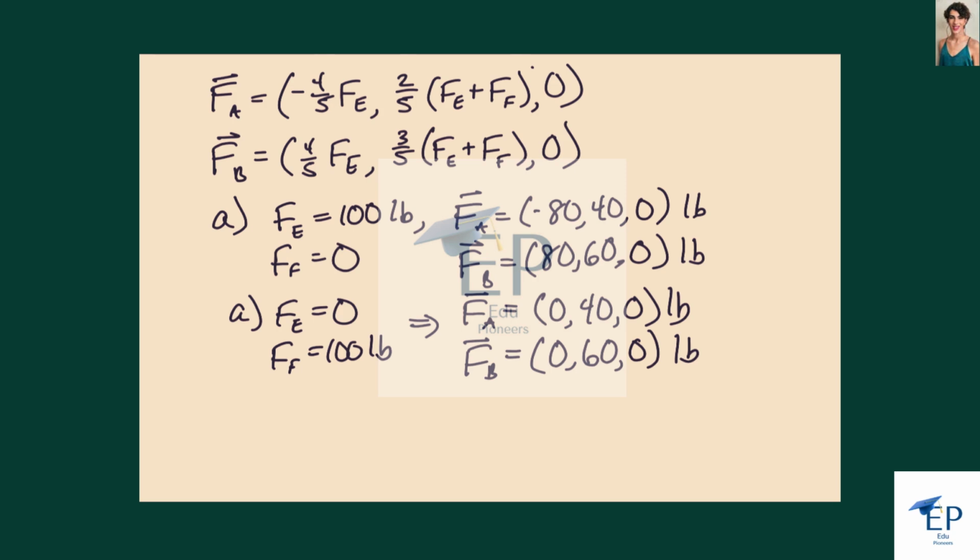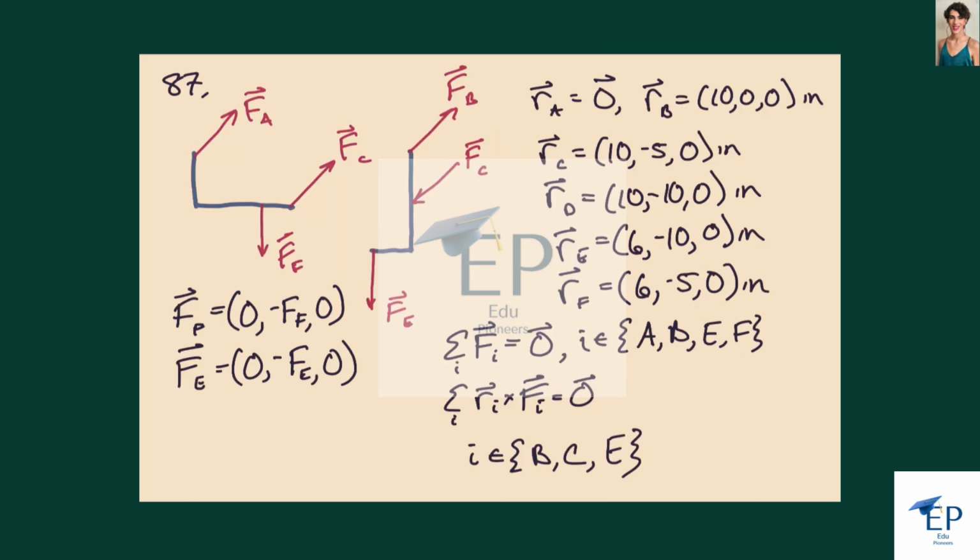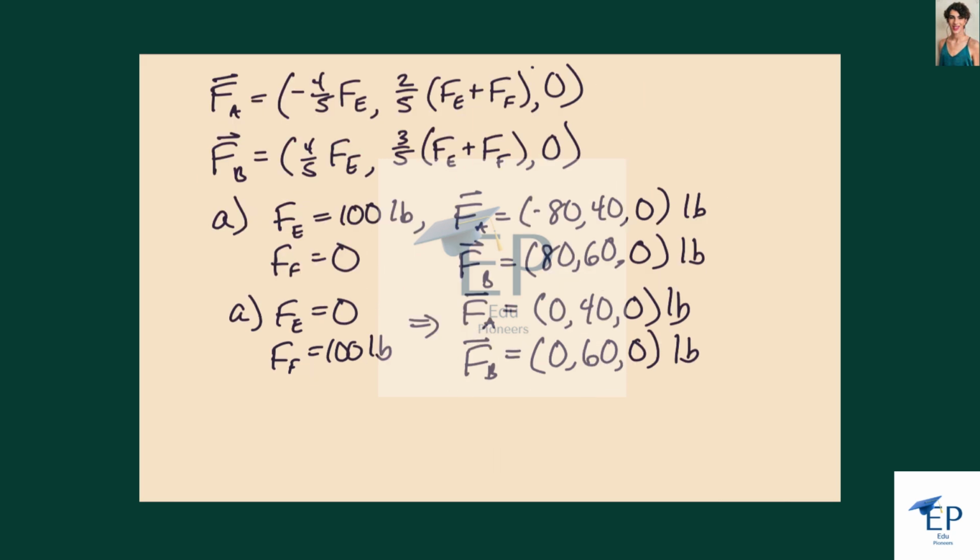And if we go through the algebra, I solved it in general for general FE and FF. And so we can set one of them to 0 and set one of them to 100 pounds and look at the different results. And if the load is applied at point E, so down here, we see that we get these reaction forces at A and B.